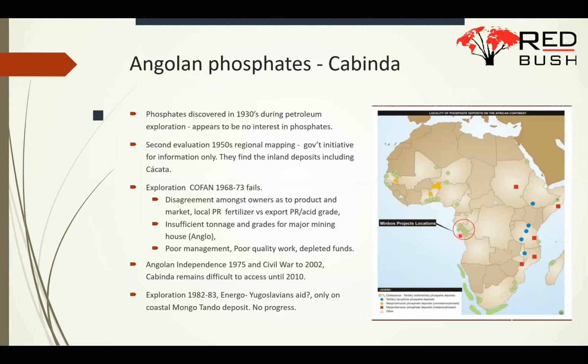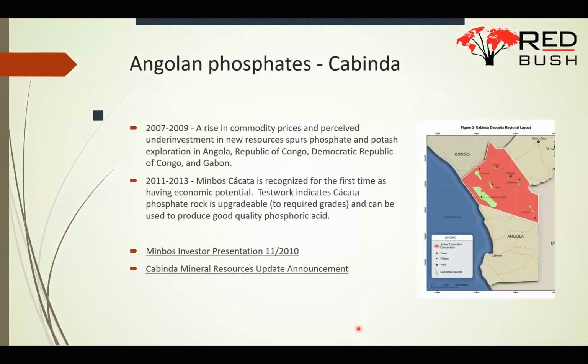The Angolan civil war from 75 to 2002, plus trouble in Cabinda, basically makes Cabinda off limits until about 2010. However, in the meantime, the Yugoslavians come in. It looks like an aid project of some sort. They evaluate one of the big deposits, but nothing seems to happen there.